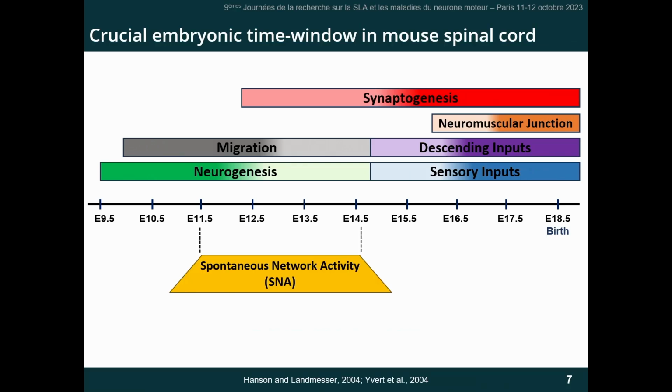Now, looking at the crucial embryonic time window in mouse, we find spontaneous network activity between E11 and E14.5. As you can see, during this period, important phenomena like synaptogenesis, migration, and neurogenesis are taking place. For the sake of the study, we look at the last 2 days of synchronous firing of spontaneous network activity, that is E13 and E14.5.